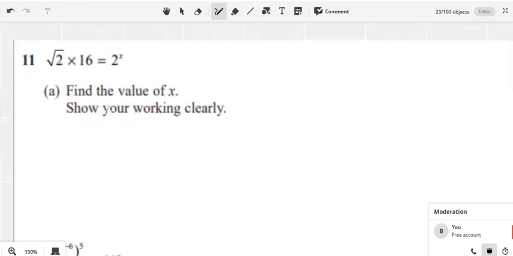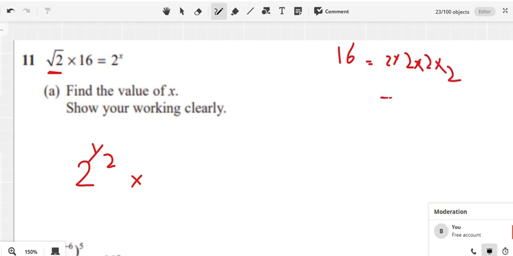Here they are saying find the value of x, show your working clearly. Square root of 2 times 16, as I told before, instead of square root we can write the power of 1 half, and times 16. I can't do anything here, so we can split 16 into powers of 2. 2 times 2 is 4, 4 times 2 is 8, 8 times 2 is 16. So if you multiply 2 four times, that will give you 16. So instead of 16, we can write 2 to the power of 4 here.